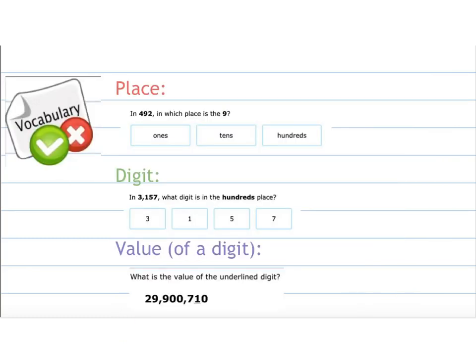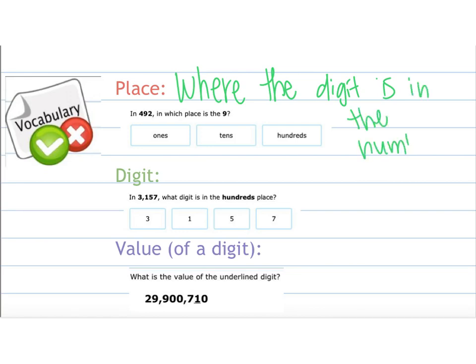So we have 3 vocab words here that we should have written down in our notebook. The first one is the place. And when we're talking about place, we're talking about where the digit is in the number. Okay, so where exactly these specific numbers fall, or their place. So in our question here, in 492, which place is the 9? Well, that's right here. That's the tens place. Okay, so where that number falls.